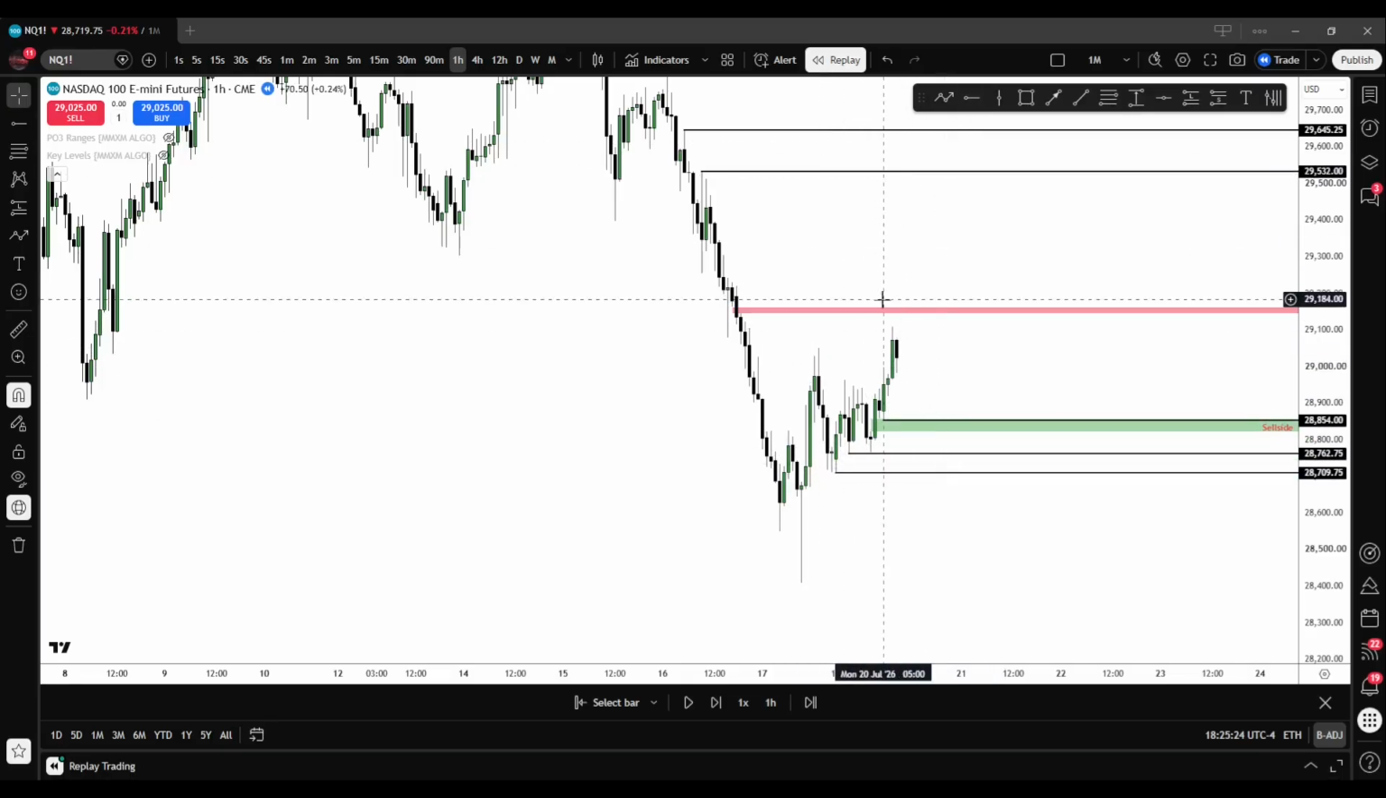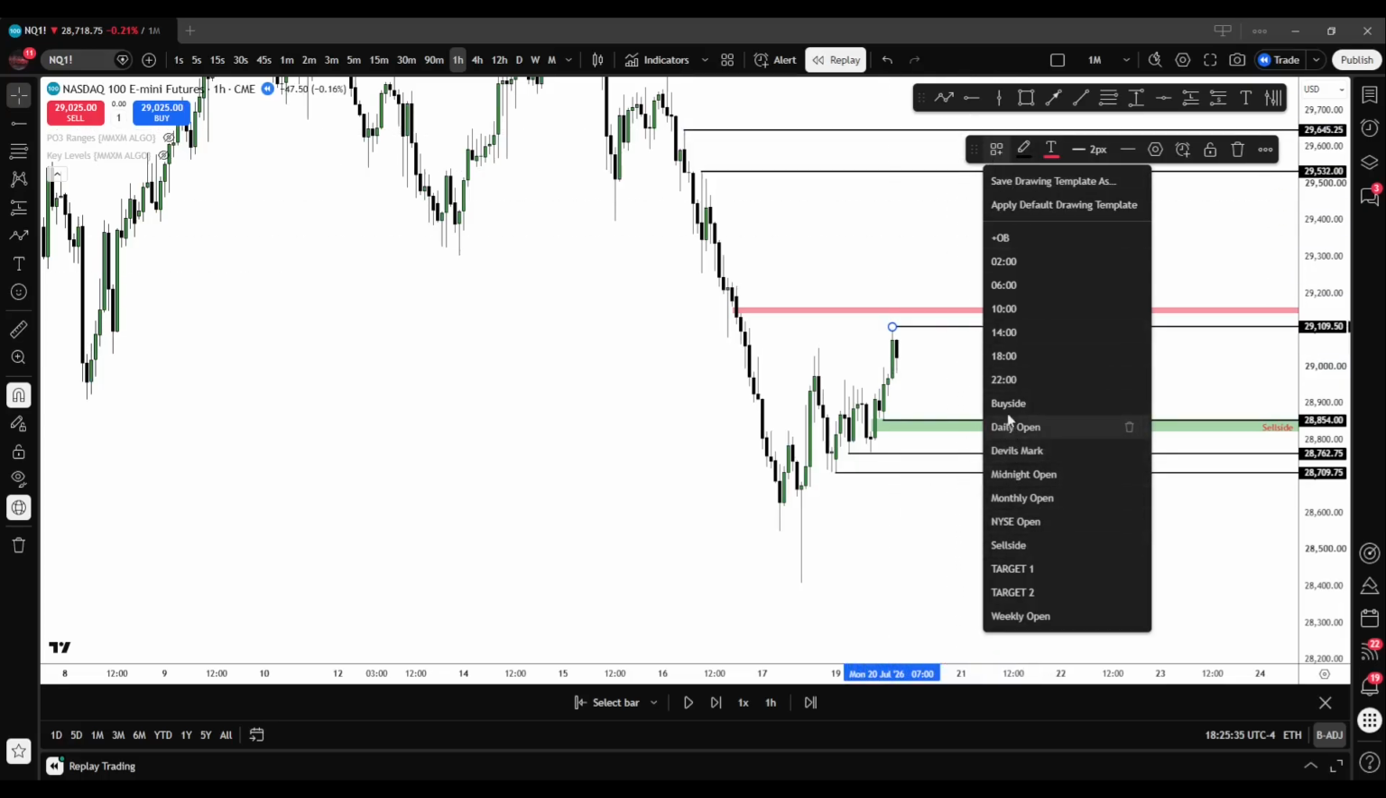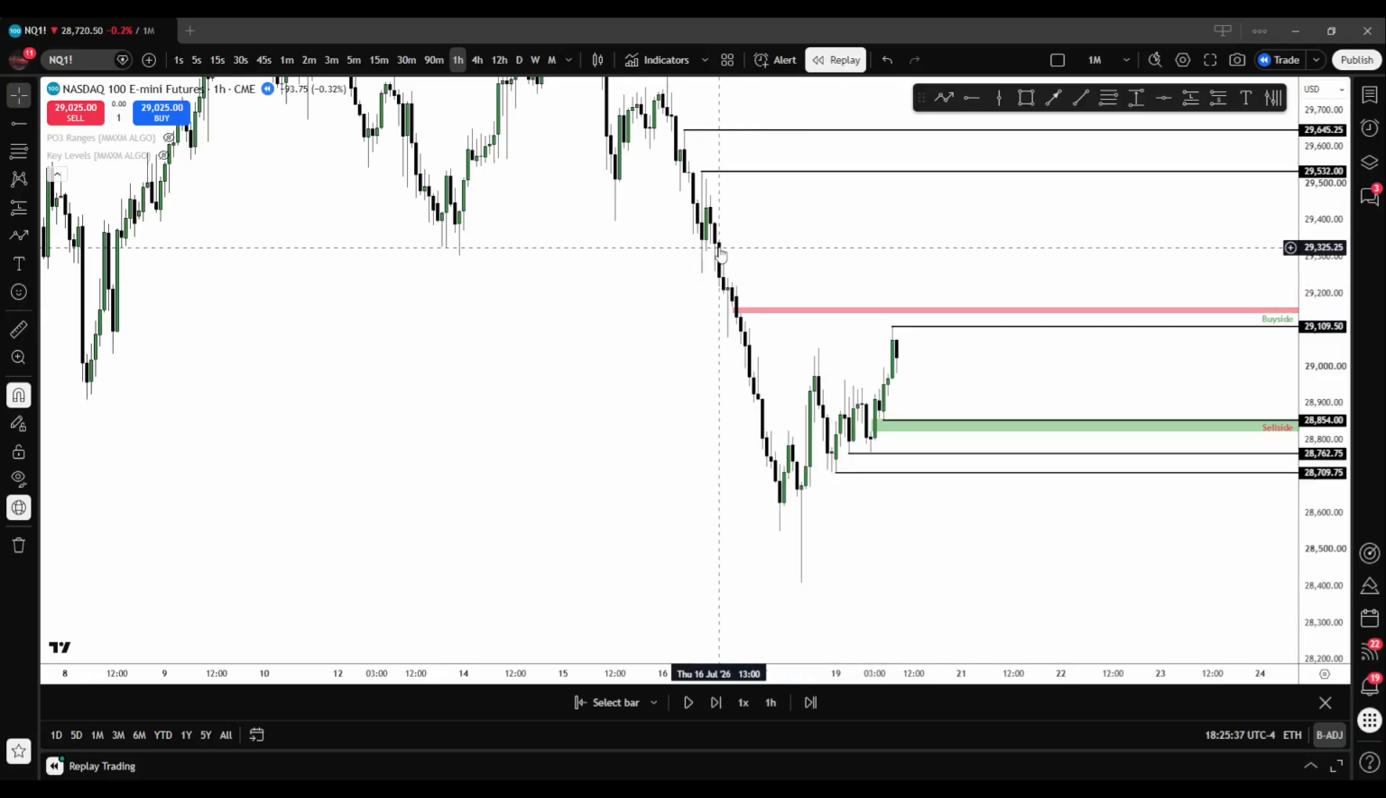We also can see here, if 8 o'clock closes like this, we're going to have a swing high right here at this 7 o'clock candle high, right? So that would be a buy side as well, seeing how we don't have any buy side all the way up until this 9 o'clock candle from Thursday, July 16th.